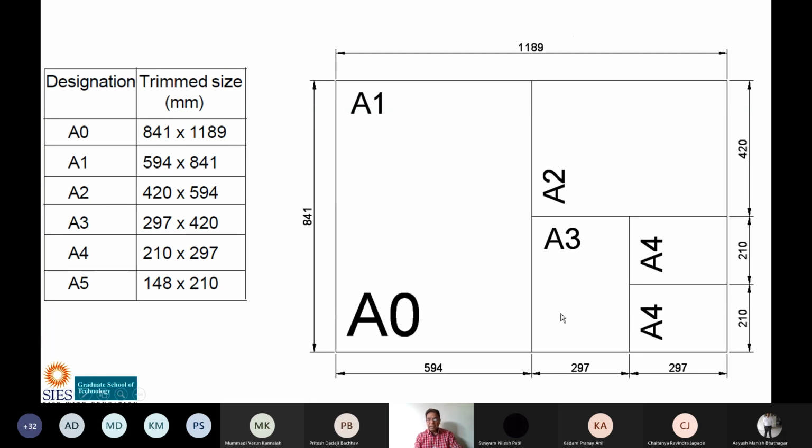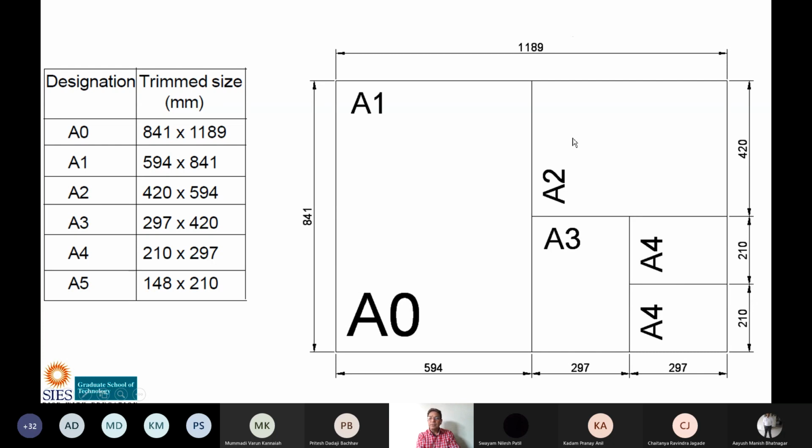A moment before I talk about what A3 is. This is an A3 size sketchbook, so this is the A3 size. You can see in the dimensions the A3 size is 297 by 420. This is one A3 size and this is another A3 size.